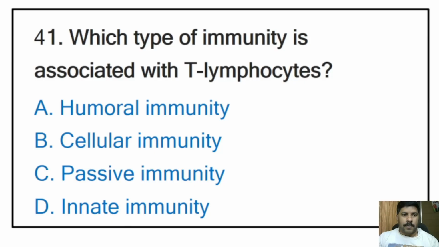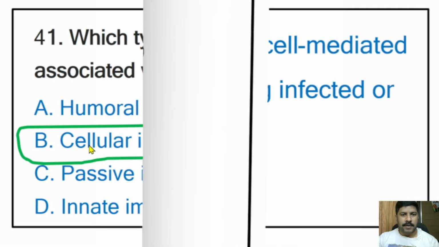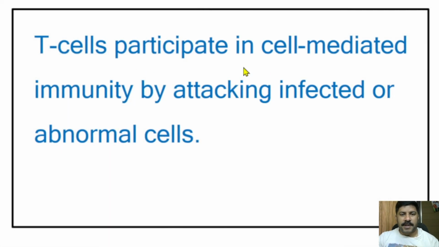First question. Which type of immunity is associated with T lymphocytes? Humoral immunity, cellular immunity, passive immunity, innate immunity. Correct answer is option B, cellular immunity. T cells participate in cell-mediated immunity by attacking infected or abnormal cells.